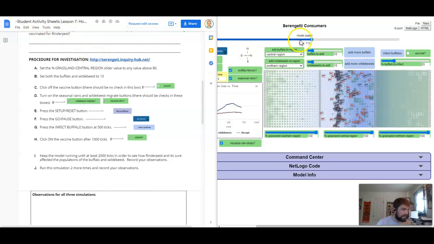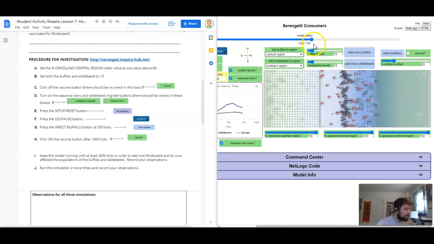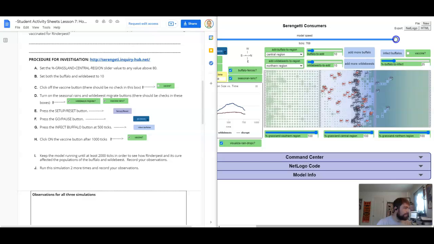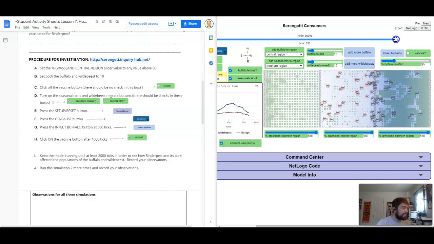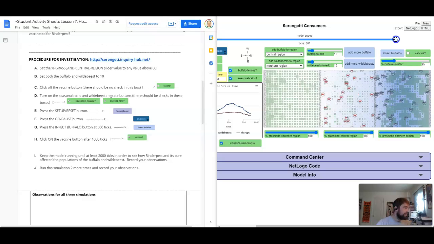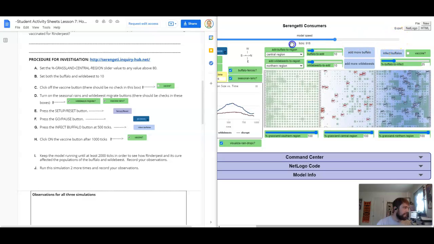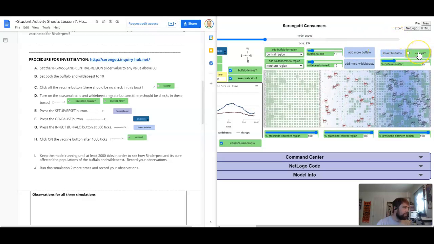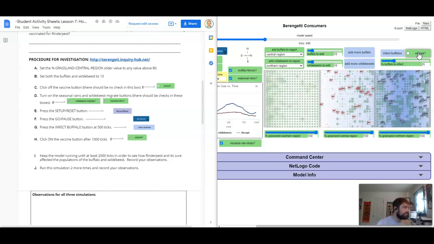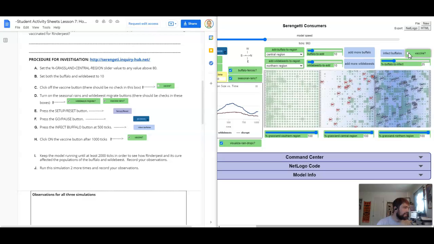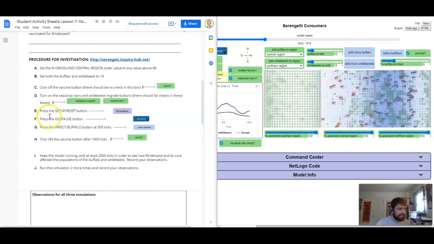And now we're just waiting for this to get to 1,000 to see what will happen with the vaccine. You can speed it up a little bit. Now we're at 800, and you're going to see a big change in the graph here. 900, so I'm going to slow it down. Okay. Ready, aim, fire. I put the vaccine on.